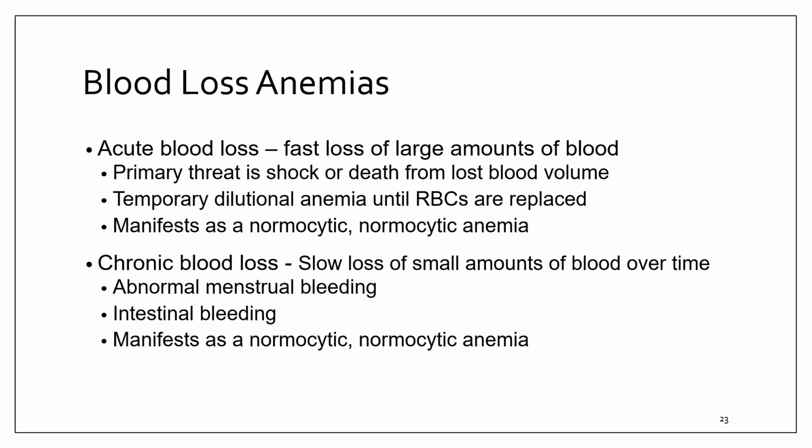So, key patterns to remember: acute blood loss means normocytic and normochromic, right? Chronic blood loss, early on, we'd have normocytic and normochromic, and then chronic blood loss later we'd have microcytic and hypochromic. Same disease process, different histologic stages.